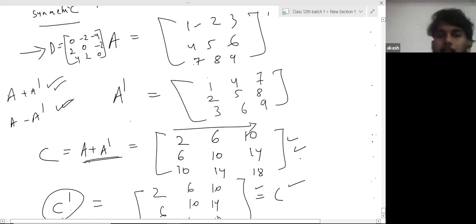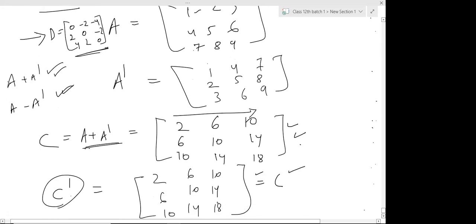So this you can see is skew symmetric: take the negative sign out, and this will be the transpose of this matrix. Krishna, this is clear? Yes, sir.